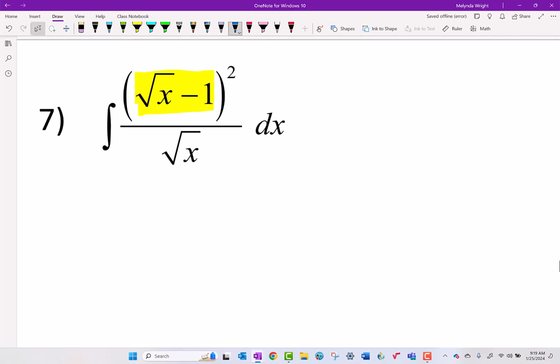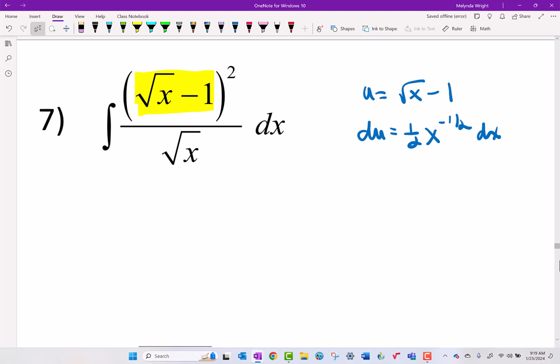Okay, so let's write that out. So we have u is the square root of x minus 1, du. So let's see. Remember, this is x to the 1/2. So this would be 1/2 x to the negative 1/2 dx. Okay, I don't have a 1/2 in there, so I need to move the number over. Moving it over, so that's 2 du equals, and I'm going to rewrite it like this so we can look at it. All right, so there's my u.